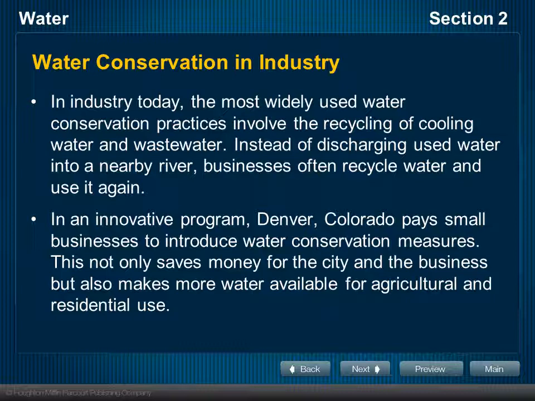Something that is talked about here in Denver, Colorado, pays small businesses to introduce water conservation measures. Saves money for the city, saves money for the business, and residential and agricultural prices as well. So there are things that we can do to encourage a properly balanced paradigm of water conservation.